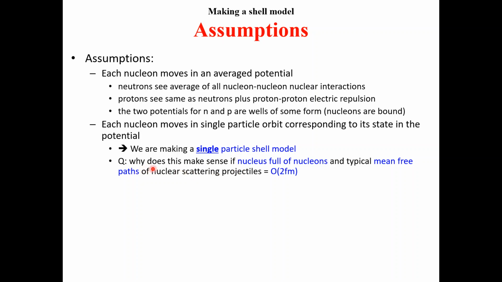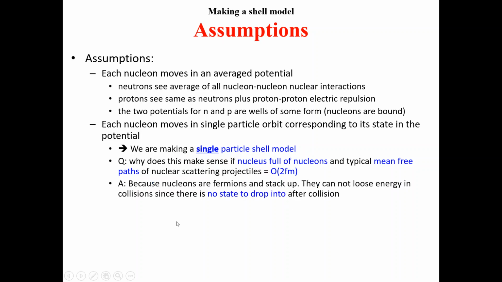That is, why does this make sense? A nucleus is full of nucleons, and the typical mean free path of nucleon scattering is short. Consider the example of oxygen, which has a nuclear radius of about 2 femtometers. A suitable answer to this question is that nucleons are fermions and stack up. They cannot lose energy in collision, since there is no state to drop into after collision.